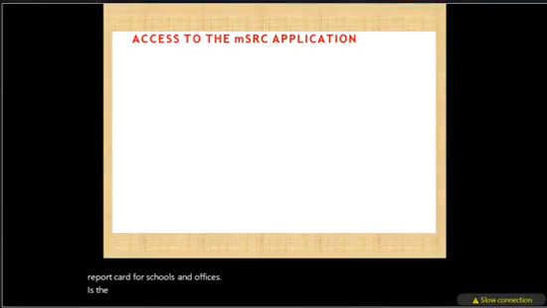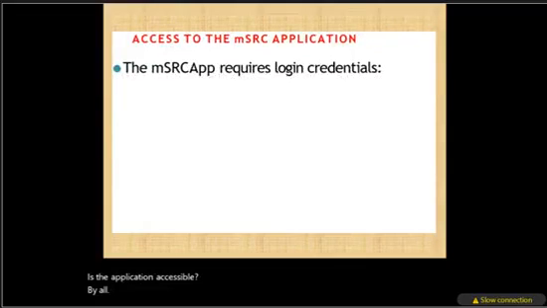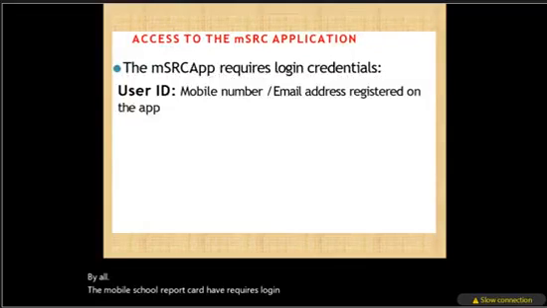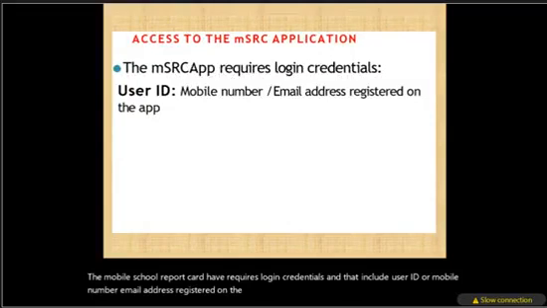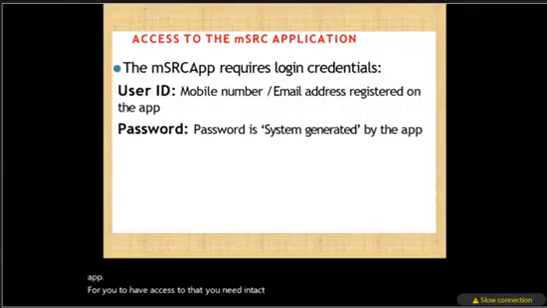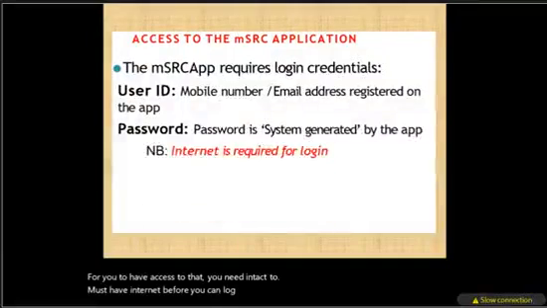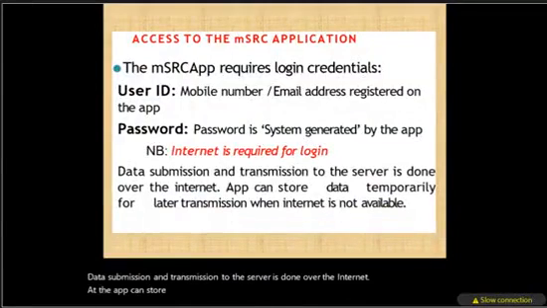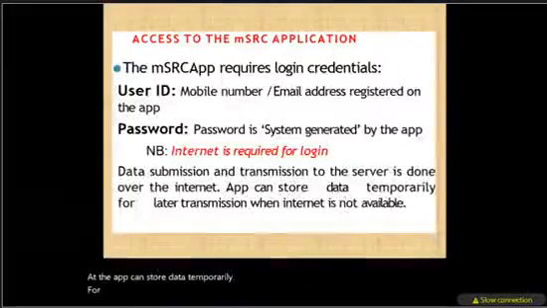Is the application accessible by all? Well, the mobile school report card app requires login credentials, which include a user ID or mobile number, or email address registered on the app. Then you also need a password that will authenticate, which is system generated by the app. For you to have access to it, you need internet. You must have internet before you can log in. Data submission and transmission to the server is done over the internet, and the app can store data temporarily for later transmission when internet is not available.